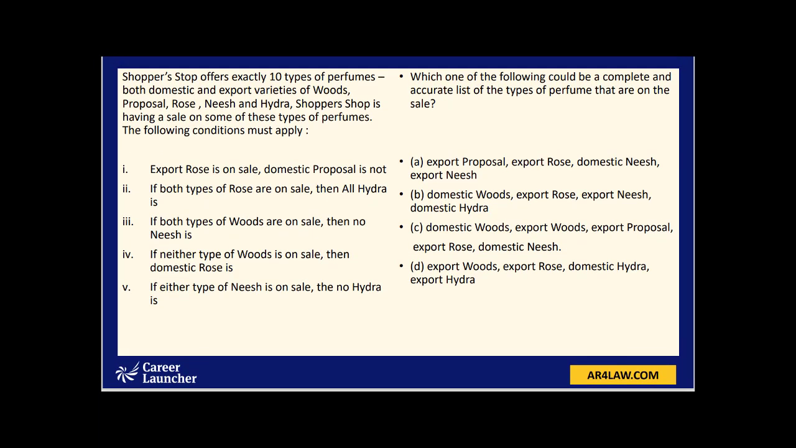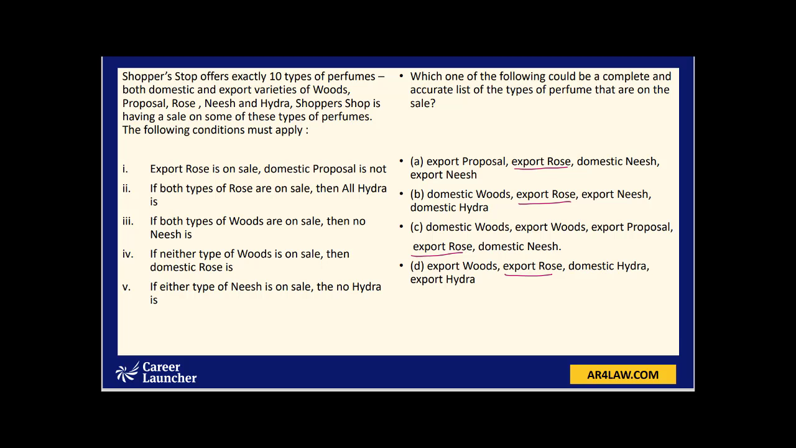Now the first question was: which one of the following could be a complete and accurate list of the types of perfume that were on sale? Now we know from the first condition itself that export rose was on sale. We can see export rose in all the options. Now we know there's only going to be one correct answer here. That means 3 of the options are wrong, and we'll look at whether in any of the options any of the conditions is being violated.